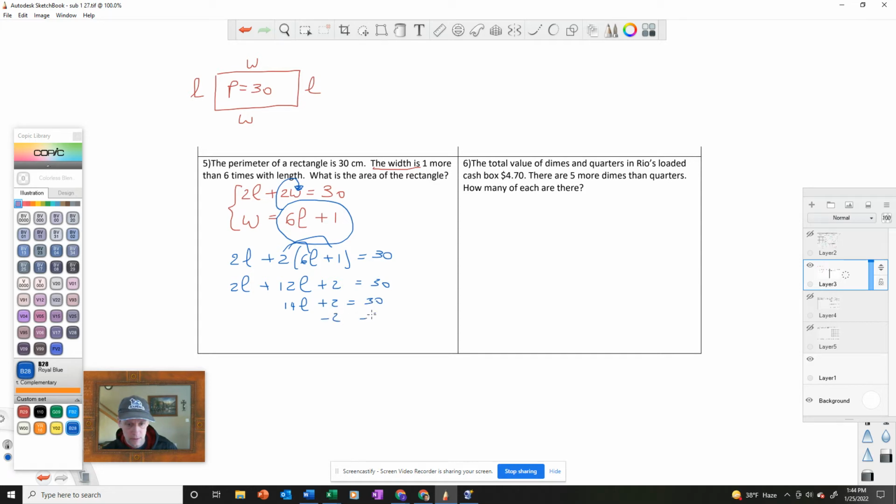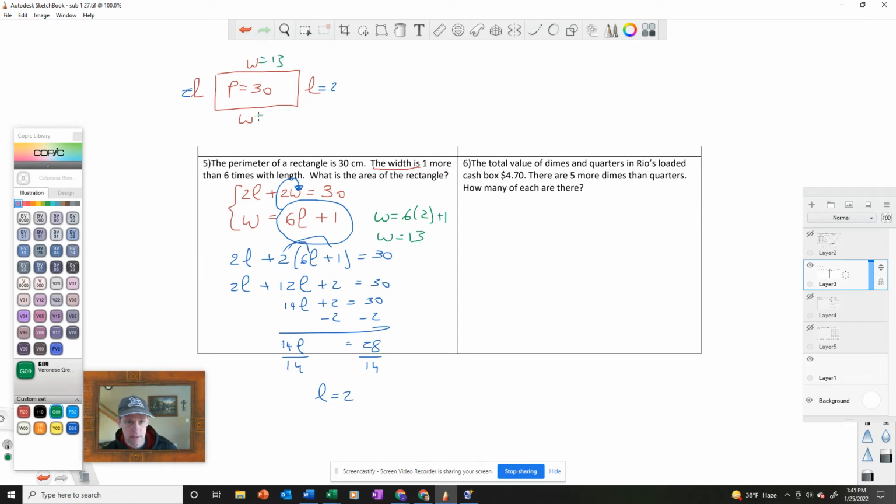And now subtract 2 from both sides. I get 14L equals 28. Oh, good, because 14 goes into 28. And I'm getting that L equals 2. So that must be 2, and that must be 2. So now let's go find the width. Well, I know that the width equals 6 times the length plus 1, so the width must be 13.